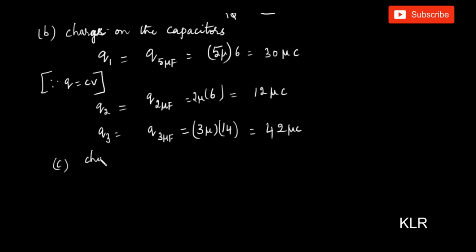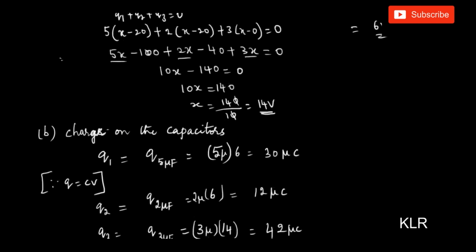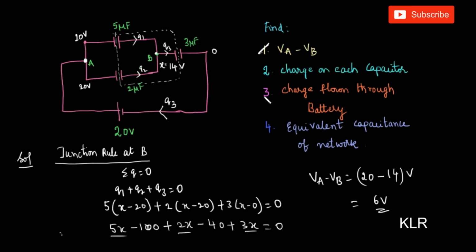The charge flowing through the battery is equal to 42 microcoulomb, which is nothing but Q3. Okay, so charge flowing through the battery also we have calculated.